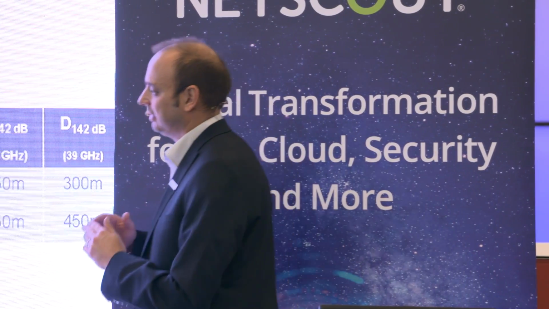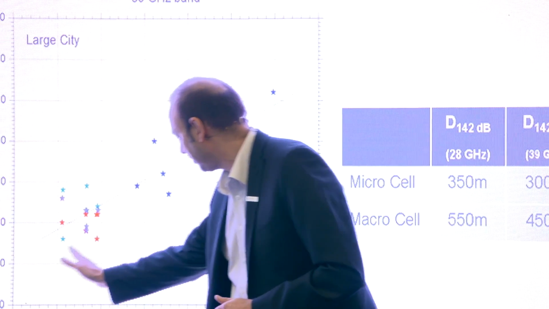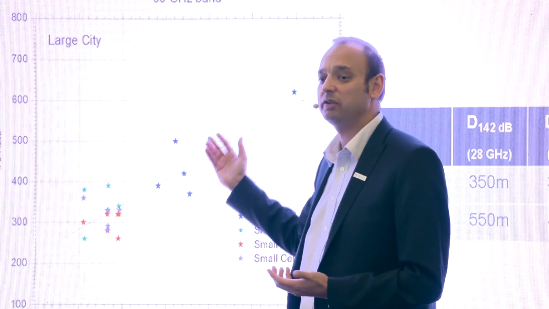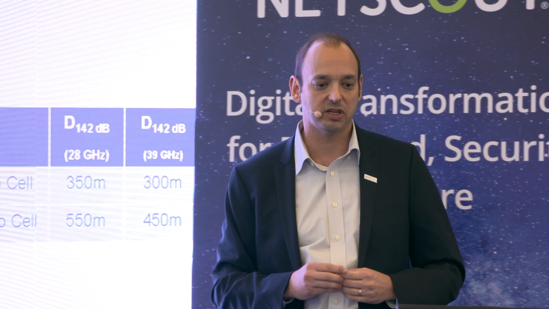You can see that as you go higher in height, the cell radius also increases. This is intuitive, up until a certain point where it probably doesn't help anymore. But in the range that we've tested, which was from about 5 meters to about 30 meters, the transmitter being higher has helped the propagation distances.